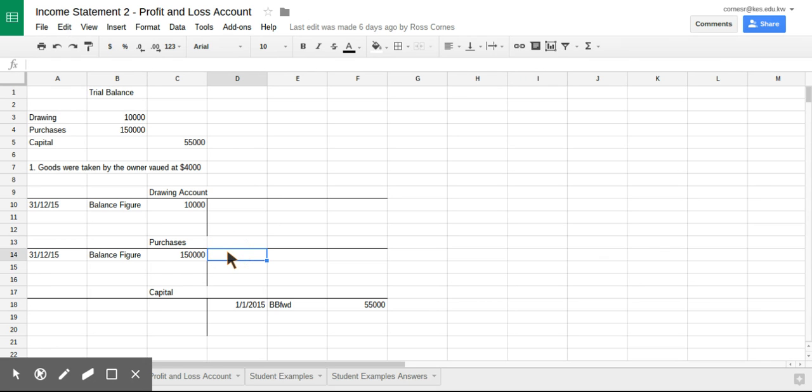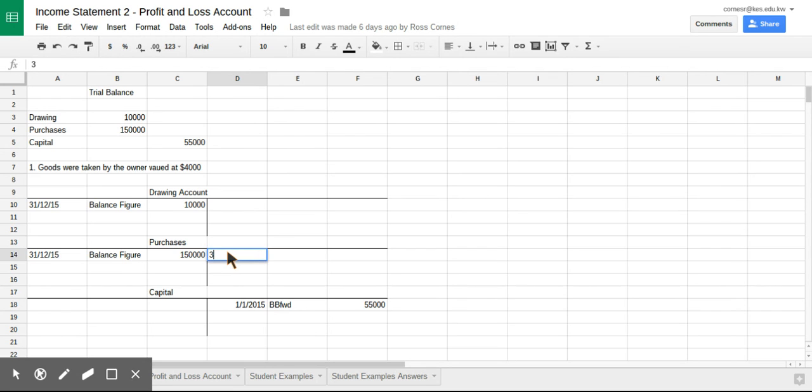What we're therefore going to need to do is to reduce our purchases and introduce something called the business entity concept. The business entity concept means we need to keep the affairs of the owner and of the business as two separate things. So we're going to reduce our purchases, because those purchases were never bought for the business to use, and therefore they belong to the owner, and effectively he's taken them out of the business.